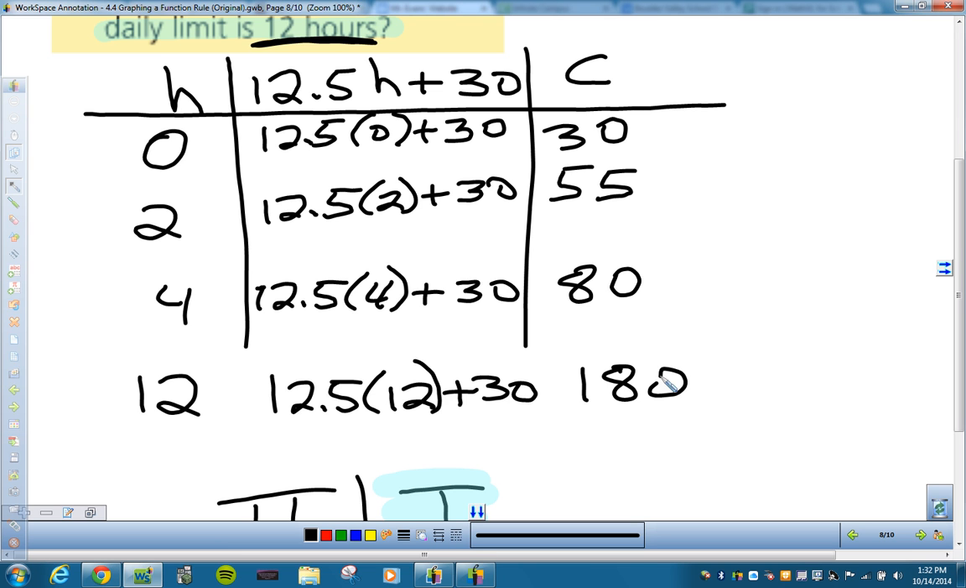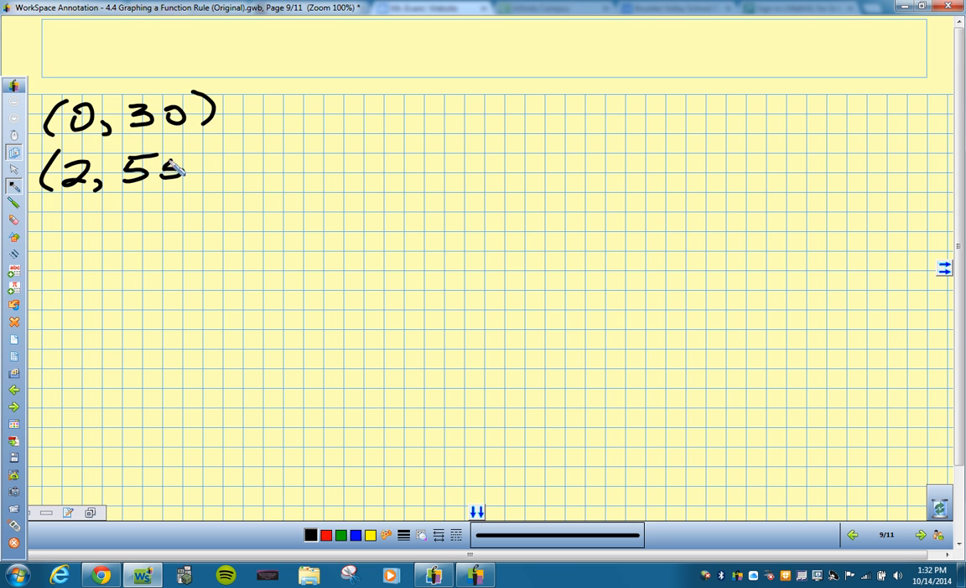Exactly. Right? We know that it's going to be just an X, or in this case H, because these values, the first difference is, well, not this one, right? But 25, because we skipped numbers. All right? So we're going to graph this. We've got 0, 30, 2, 55. So I'm going to write these ordered pairs down here. 0, 30, 2, 55, 4, 80, and then it was 12, 180, right?